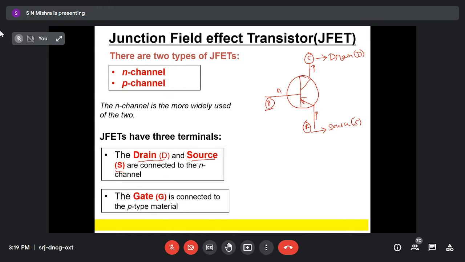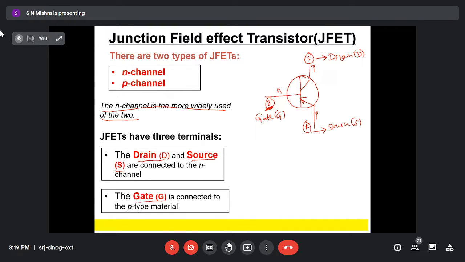Now what is the work of base? It is controlling the current from emitter to collector. So instead of base, we take the name gate, represented as capital G. So instead of emitter, collector, base, the names are changed to source, drain, and gate. Like the NPN transistor is more widely used because the mobility of electron is higher than the mobility of hole, here also N-channel JFETs are more used compared to P-channel JFETs. Any doubt up to this?